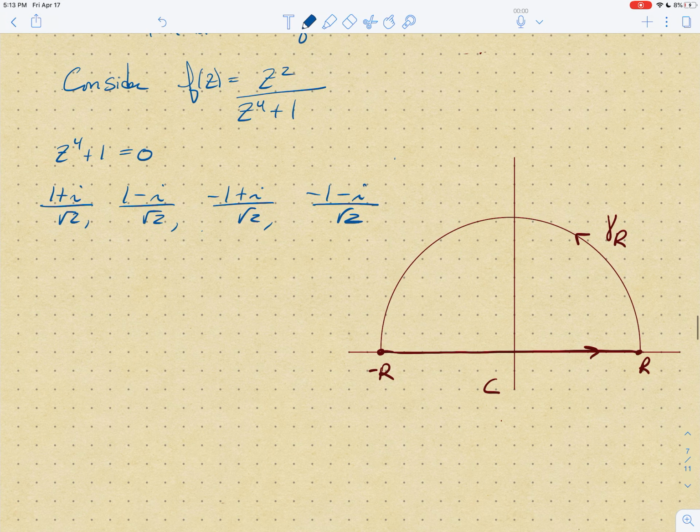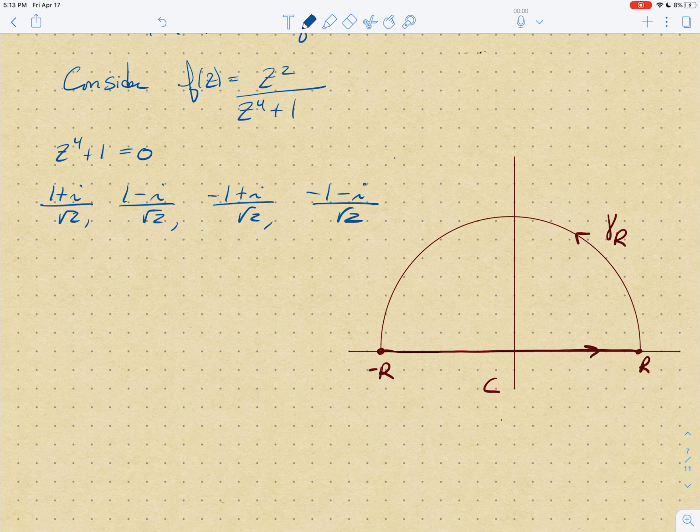And so we're interested in the zeros that live above the x-axis. So certainly we're going to have 1 plus i over root 2 somewhere over here. Let's just say that it's right there. And then on the other side, we're going to have minus 1 plus i over root 2 over here. So those are the 2 zeros that live above the x-axis. We could plot the other 2 down here, but I don't need those.